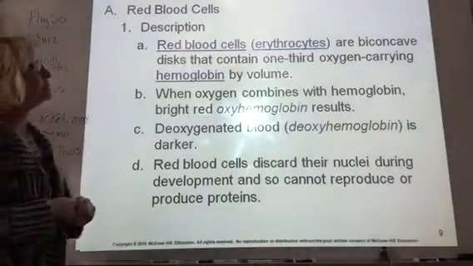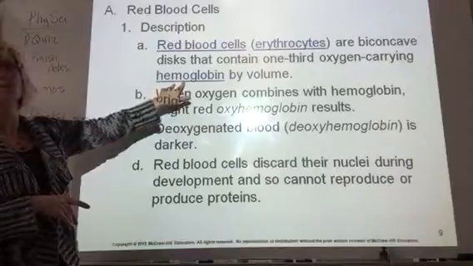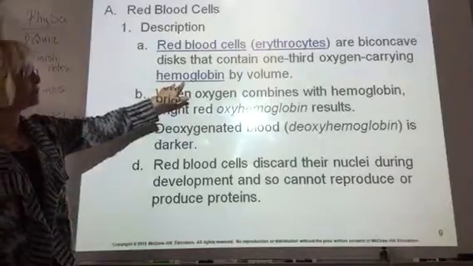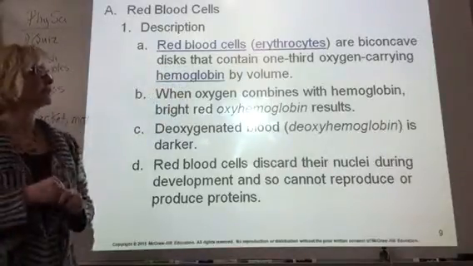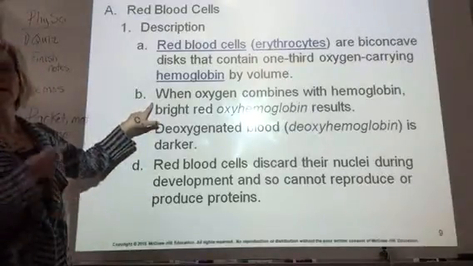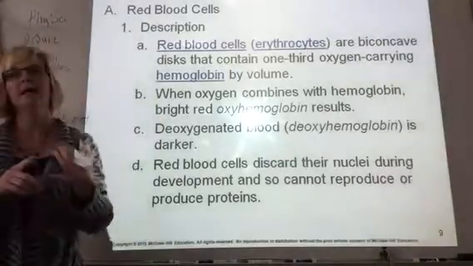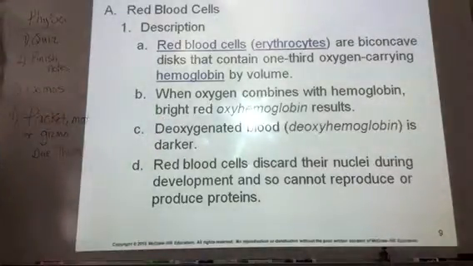They contain 1/3 of the oxygen carrying hemoglobin. So hemoglobin on your red blood cells is very important. When oxygen combines with that hemoglobin, it forms bright red oxyhemoglobin. Oxyhemoglobin has oxygen on it, and that gives it the bright red color.